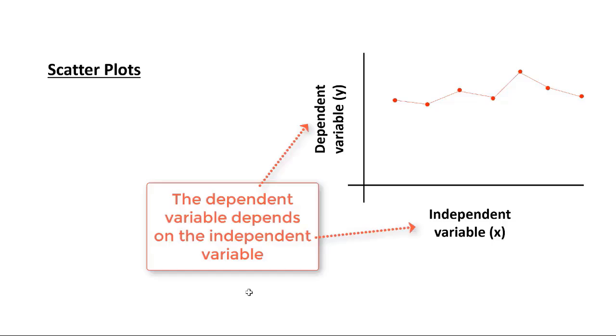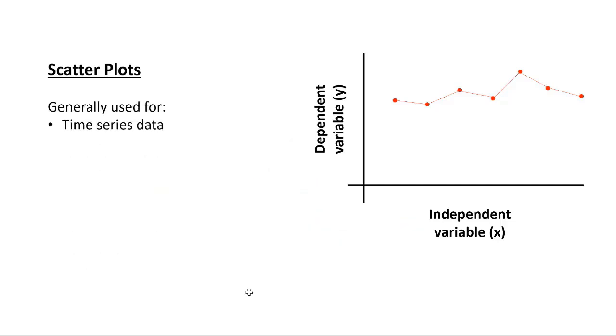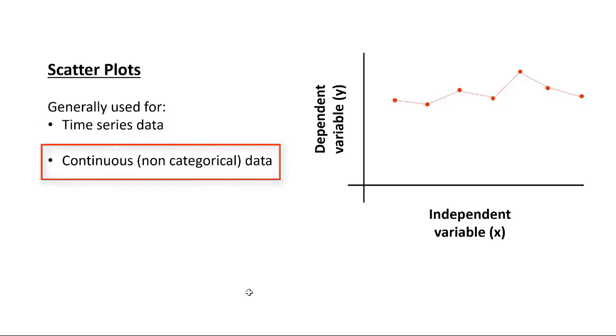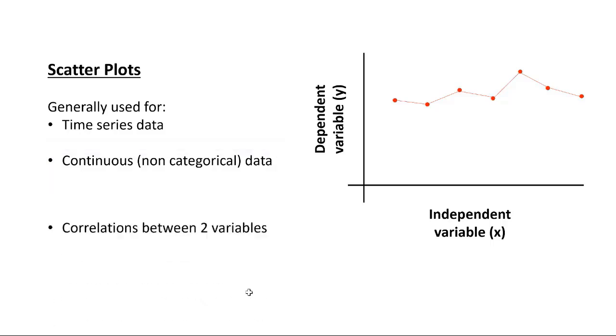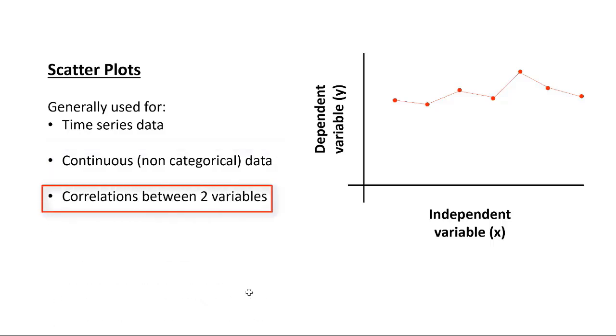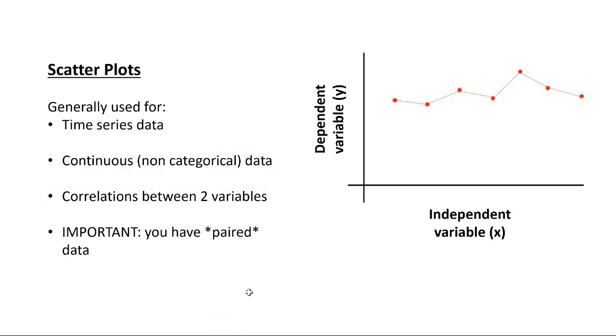The dependent variable is some sort of property or variable that depends upon the independent variable. Scatter plots are generally used for time series data, so a lot of times the independent variable is time. We use this for continuous, non-categorical data. You wouldn't want to use this for situations in which the independent variable is categorical data. Scatter plots show correlations between two variables. The important thing about scatter plots is that you have paired data.